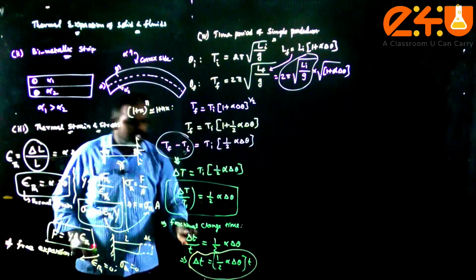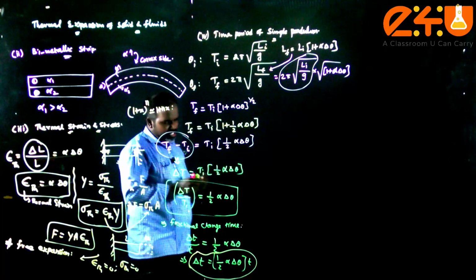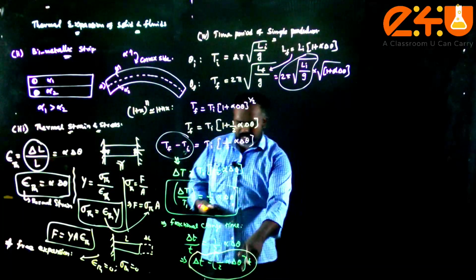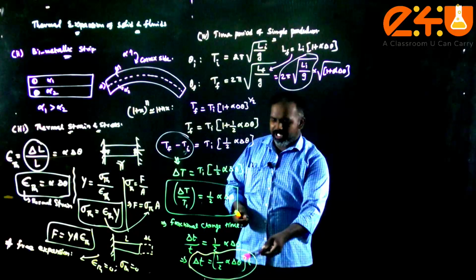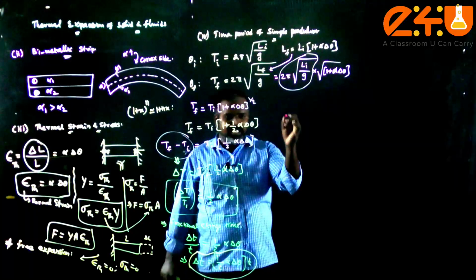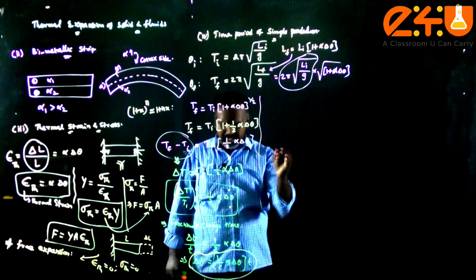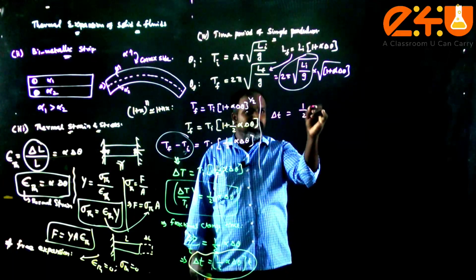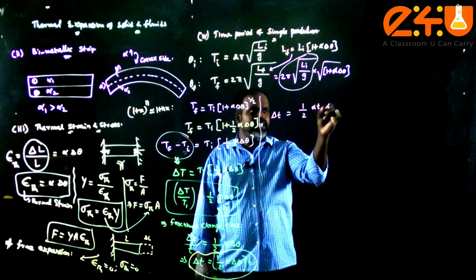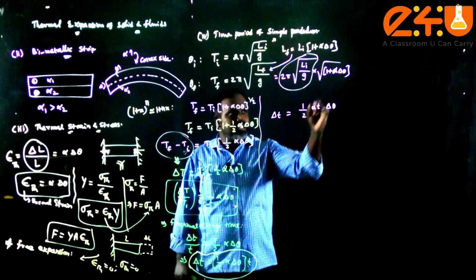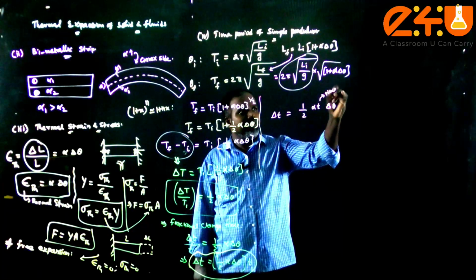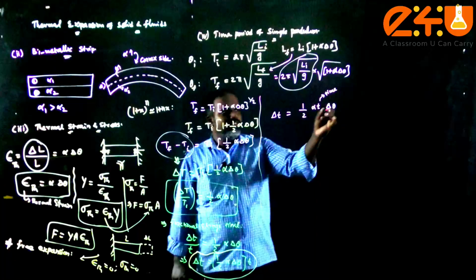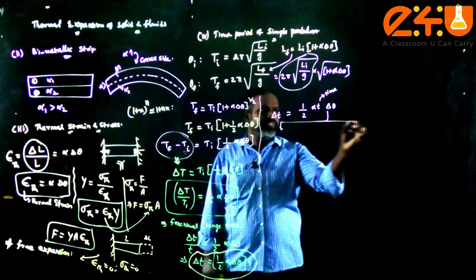So this is the important expression to calculate whether the system or the pendulum gains time or loses time during temperature changes. How to find that out? You just take this expression: delta t is equal to 1 by 2 alpha t into delta theta. This t is time, so please be careful with the symbols.